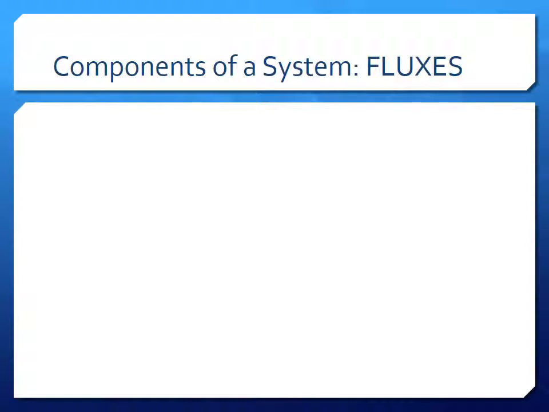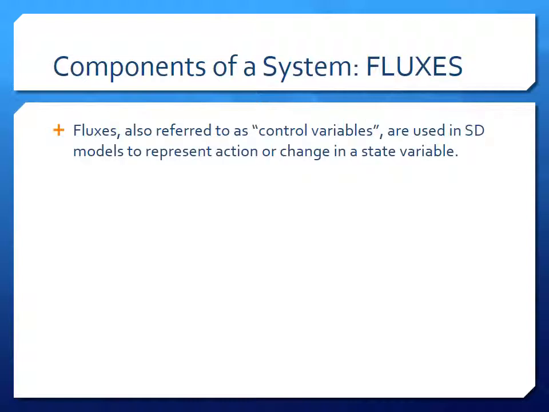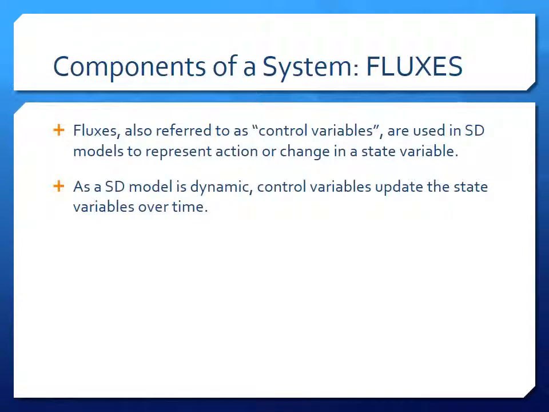The next component of systems are fluxes, and fluxes are referred to as controlled variables as well in system dynamics speak. These are used to represent actions or changes in the state variable. Okay, now we'll go through some examples. Because a system dynamics model is dynamic, these control variables are used to update the state variables over time. So these are used to reflect how the system changes over time, how that stock is accumulated over time.